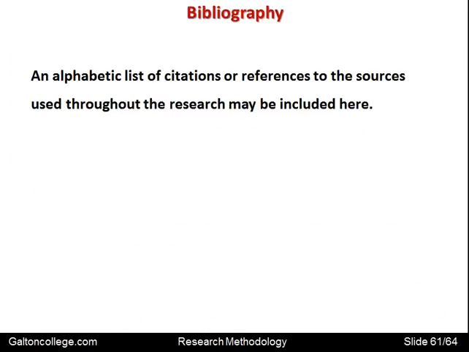Now the bibliography. An alphabetic list of citations or references to the sources used throughout the research may be included here. In other words, it's an alphabetic list of the sources that are used. If it's books, it would be by author, by surname first, and the surnames will be organized alphabetically. So try to get some order into it, make it logical, so that skimming down the bibliography the reader would find it easy to find the material.